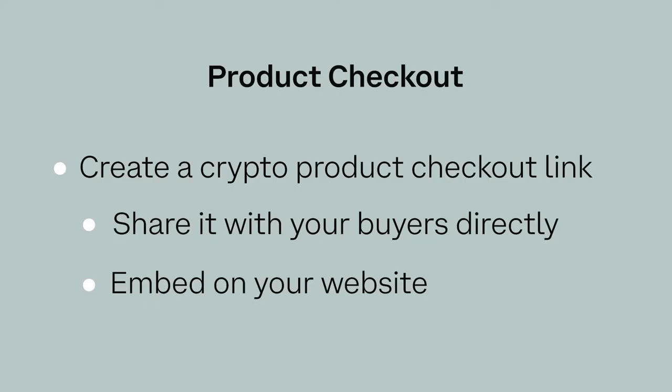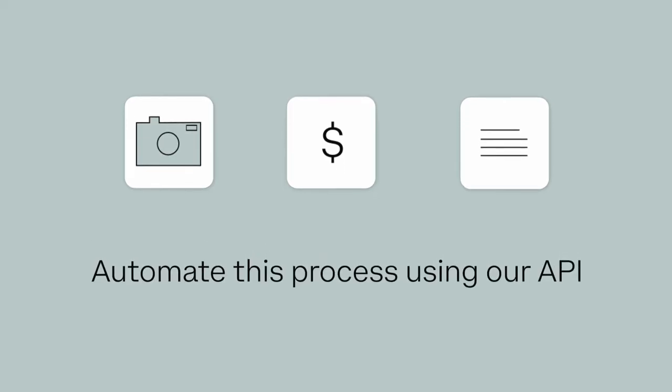Before creating a product checkout, we recommend you have a downloaded product image, price, and description ready. For businesses that have larger product catalogs, you can always automate this process using our APIs directly.